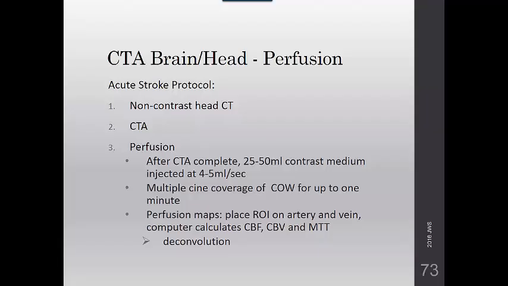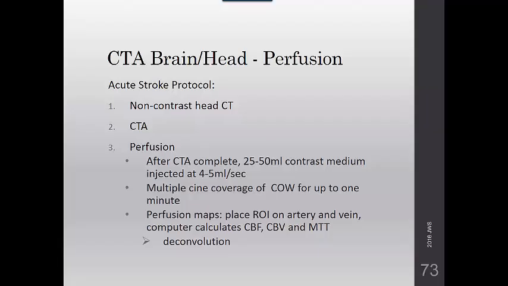The goal in performing perfusion studies for patients with acute stroke is to distinguish infarct tissue from the penumbra. So we've got a lot of definitions to go over, but first let's talk about the actual protocol for the CT brain head perfusion. First thing that's done is a non-contrast CT head. The next thing is a CTA of the brain is performed.